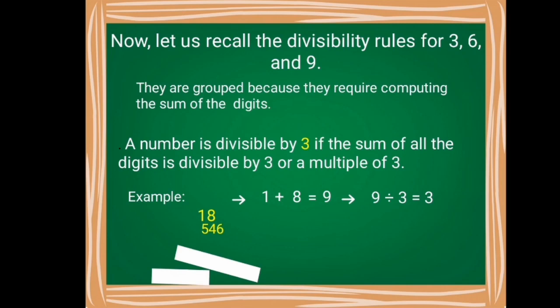The digits are 5, 4, and 6. If we add 5 plus 4 plus 6, we will get a sum of 15. And 15 is a multiple of 3. And if we divide 15 by 3, we will get an answer of 5. Then, 146 is divisible by 3.